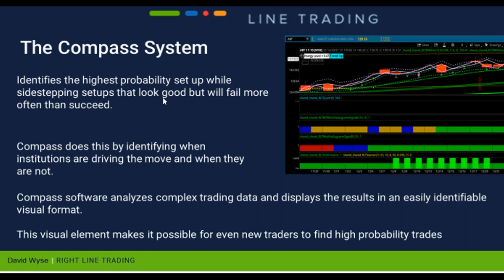Okay. And the Compass system, or the SPY Super System we call it now, identifies the highest probability setups while sidestepping setups that look good but will fail more often than they succeed. This is how we are successful. And again, it does this by identifying when the institutions are driving the move and when they're not. It analyzes complex trading data, and displays the results in an easily identifiable visual format. It shows colors. So this visual element makes it possible for even new traders to find high probability trade setups.